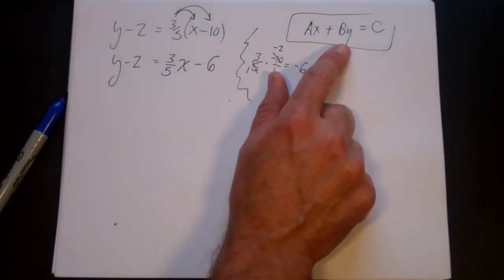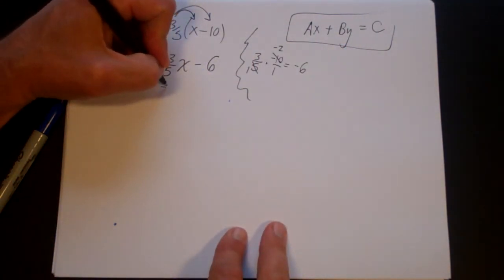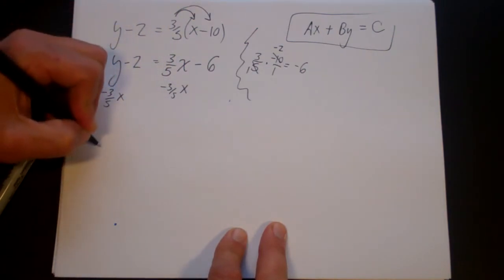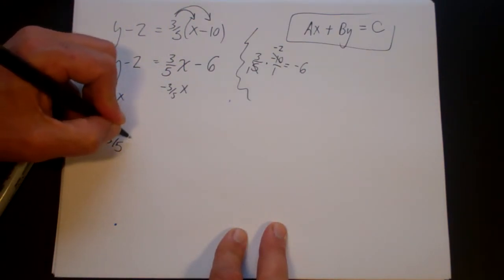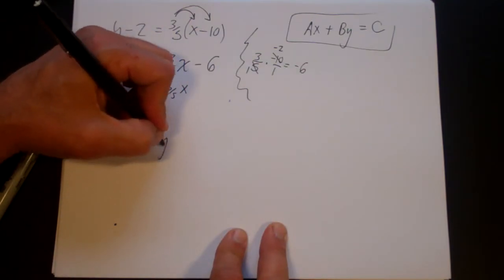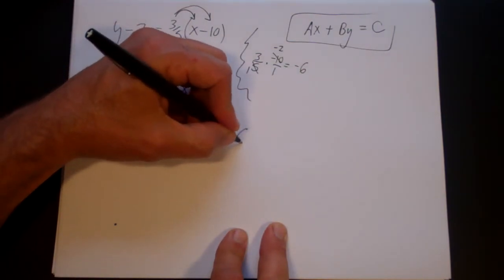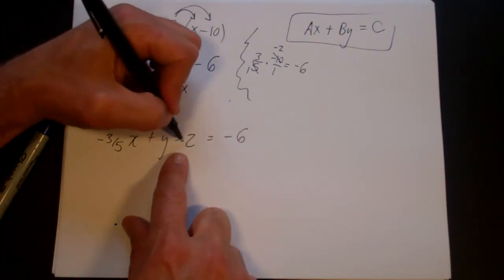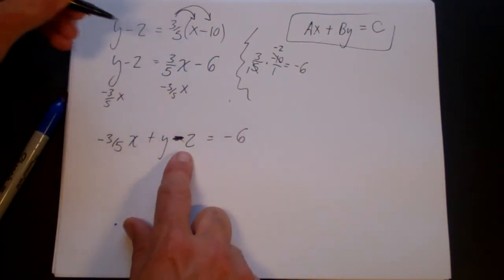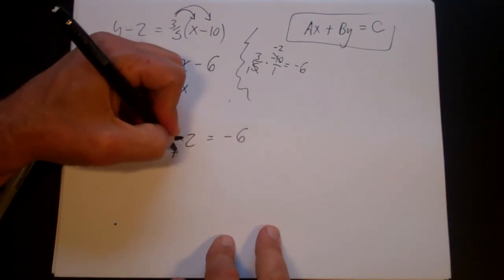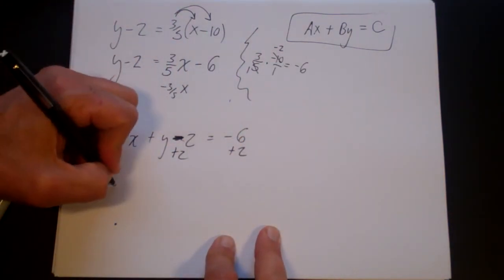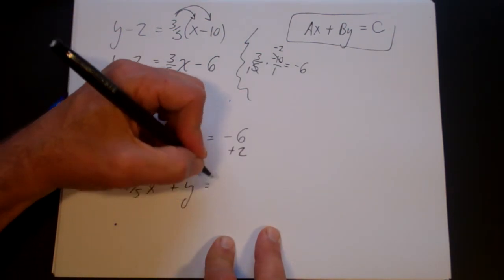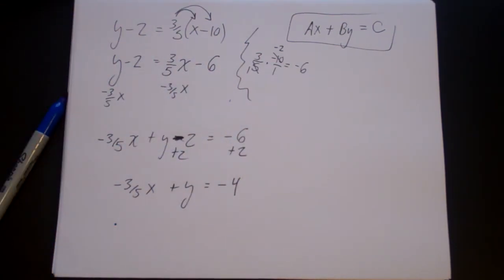Now I want the x on the other side, so I'm going to subtract 3/5 x from both sides. So I get minus 3/5 x plus y minus 2 is equal to minus 6. No, minus 2. Here it's a minus 2. And now I want this 2 over there, so I'm going to add 2 and add 2. And I have minus 3/5 x plus y is equal to minus 4.